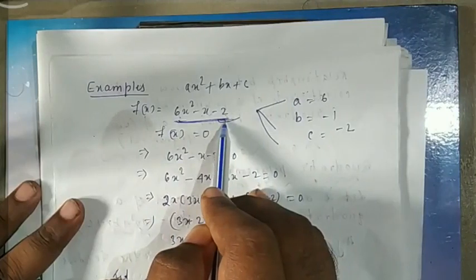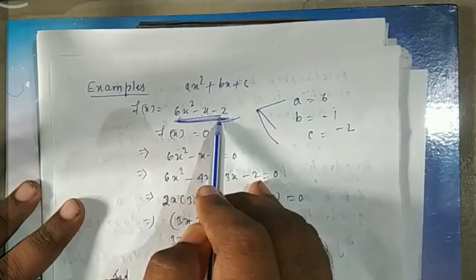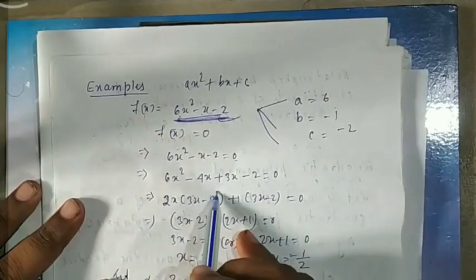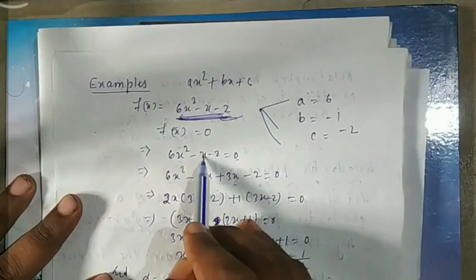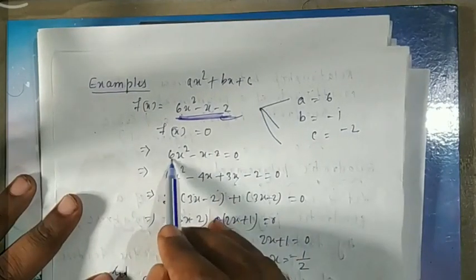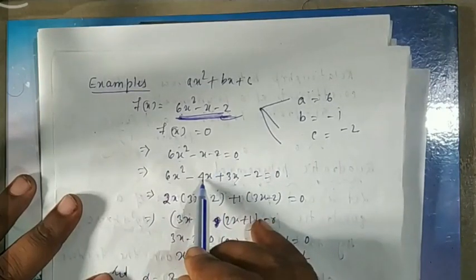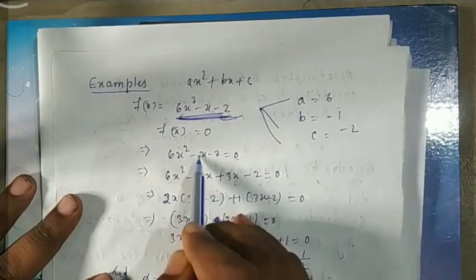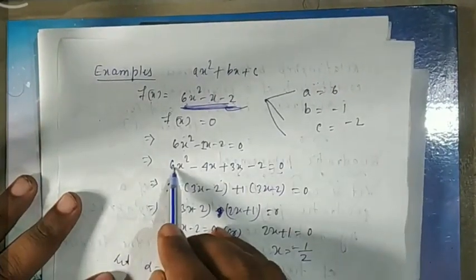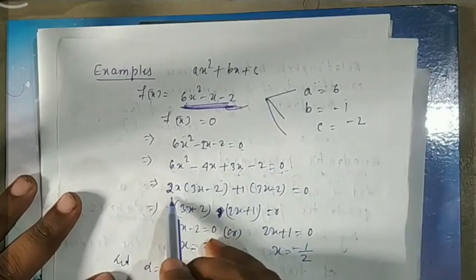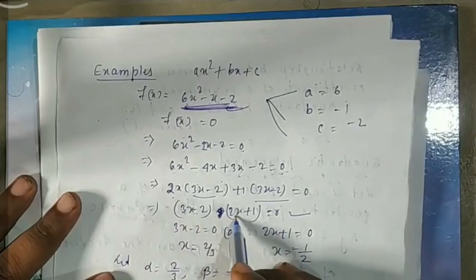You know how to find the zeros of a quadratic polynomial by equating the polynomial to 0. You have to factorize. After factorization, here 6 twos are 12, we have to split the middle term. You know how to split the middle term. Multiply the coefficient with the constant term, 6 twos are 12. Take two numbers whose product is 12, and by adding or subtracting you get minus 1. Here no number means minus 1, so you get 6x square minus 4x plus 3x minus 2. Again you can take 2x common, so after taking common we get 3x minus 2 into 2x plus 1 is equal to 0.